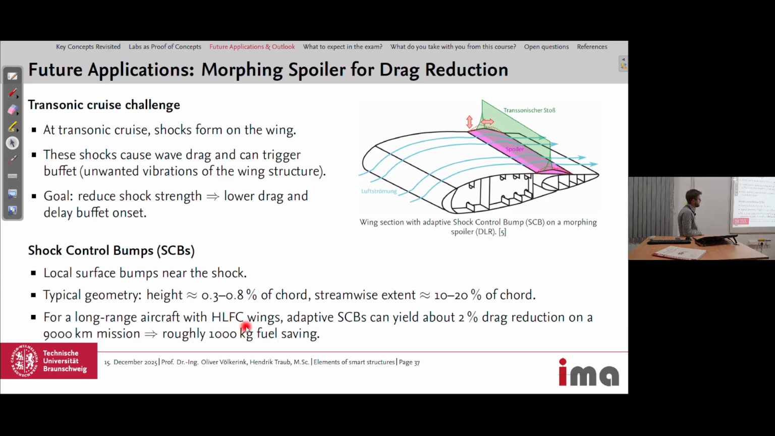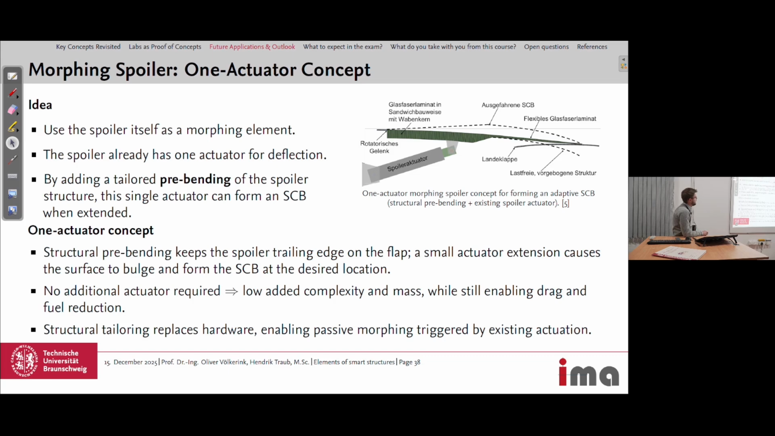And at least theoretically, for an aircraft with a hybrid laminar flow control wing, this could reduce the drag by about 2%, which then would, for a typical 9,000 kilometer mission, save 1 ton of fuel. But I think that's only a very rough and theoretical number.